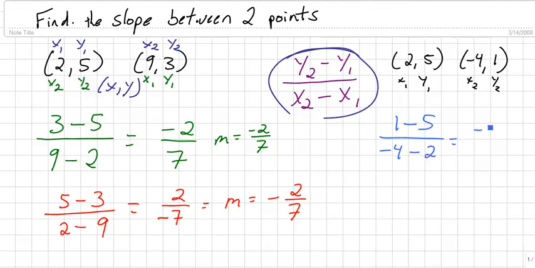And that comes out to be negative 4 over the quantity negative 6. So together, this ends up being a negative over negative, ends up being a positive 4/6 or 2/3. So that would be my answer in that case, using the negative value.